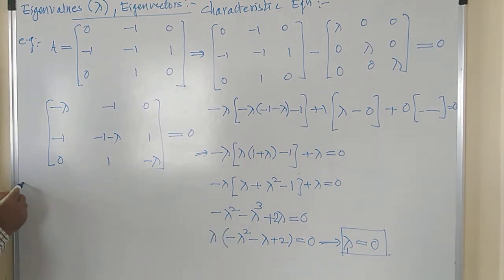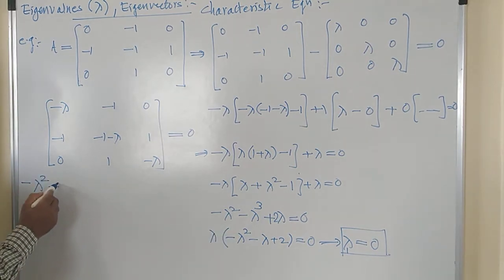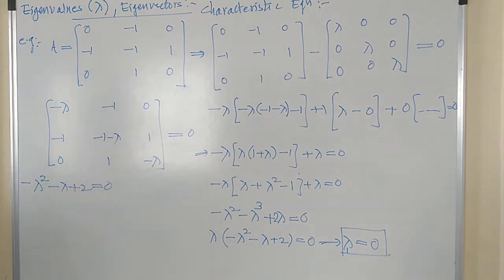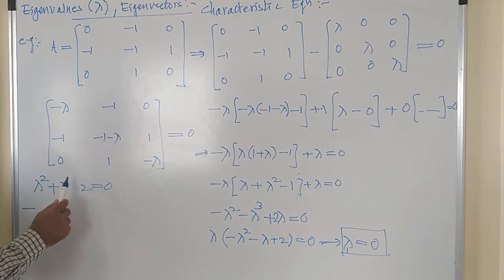So this will give me, let me calculate here, minus lambda square minus lambda plus 2 equals 0. So this will give you the eigenvalues. You can take out the negative sign common, and that will go to 0. So lambda square plus lambda minus 2 equals 0 will be your equation.